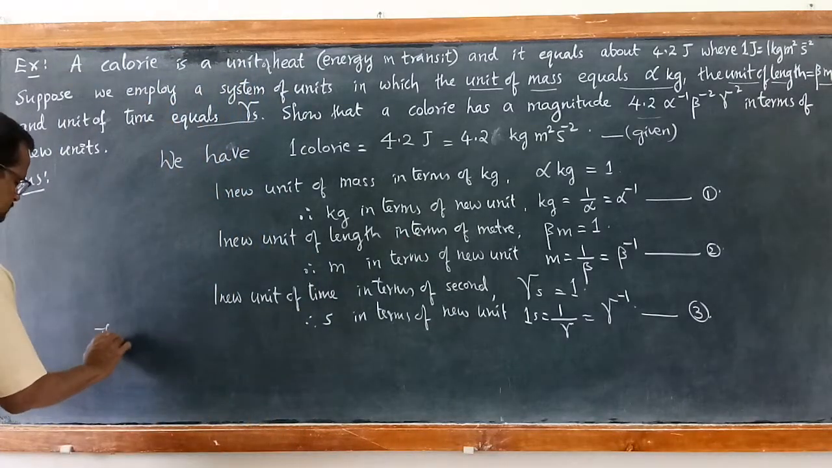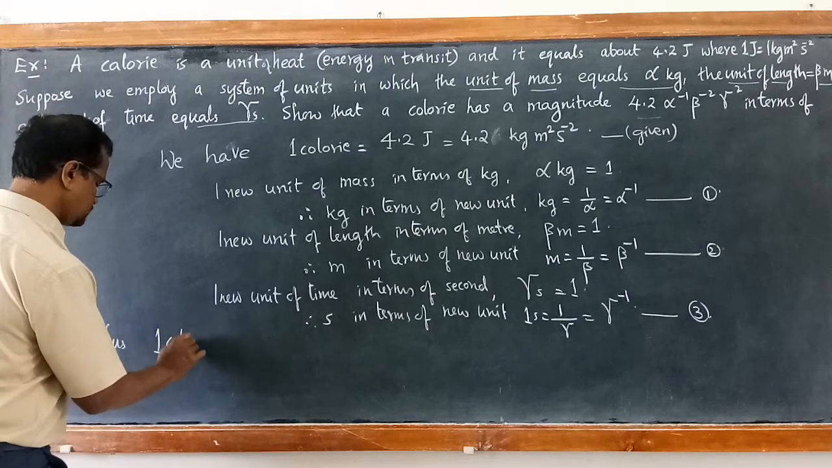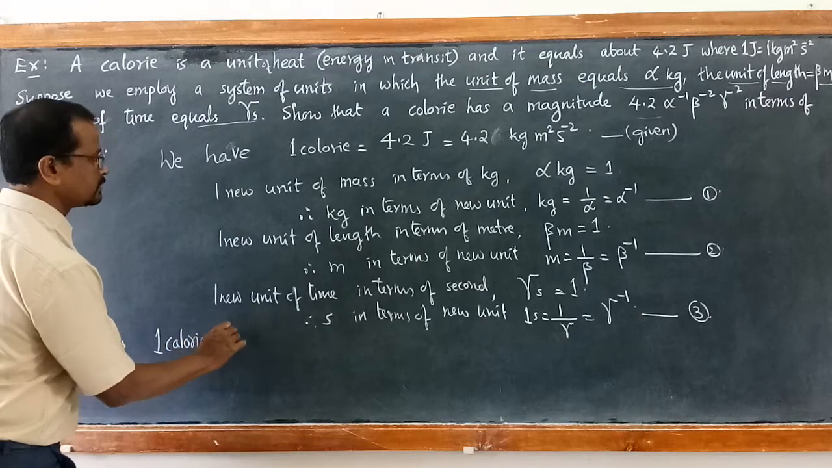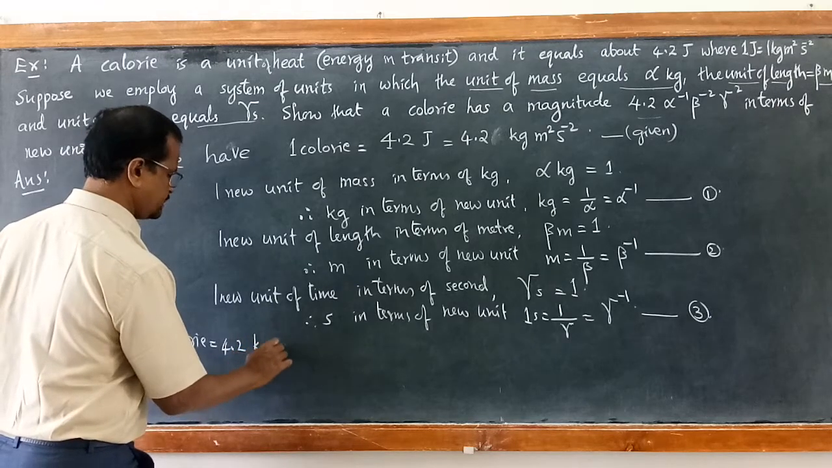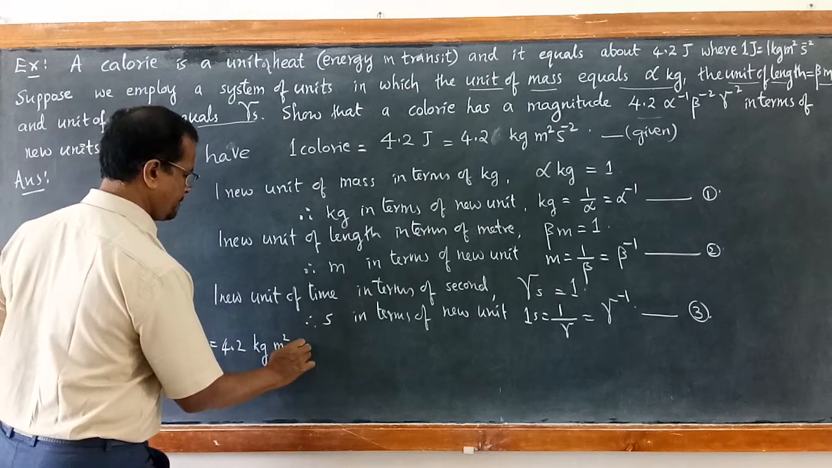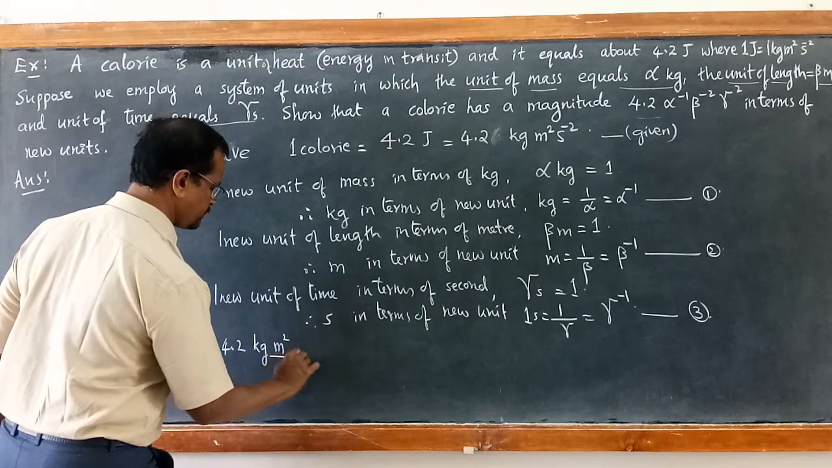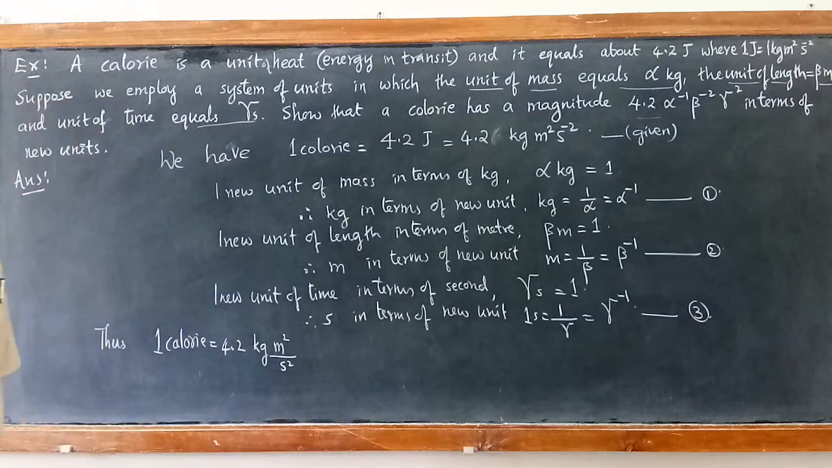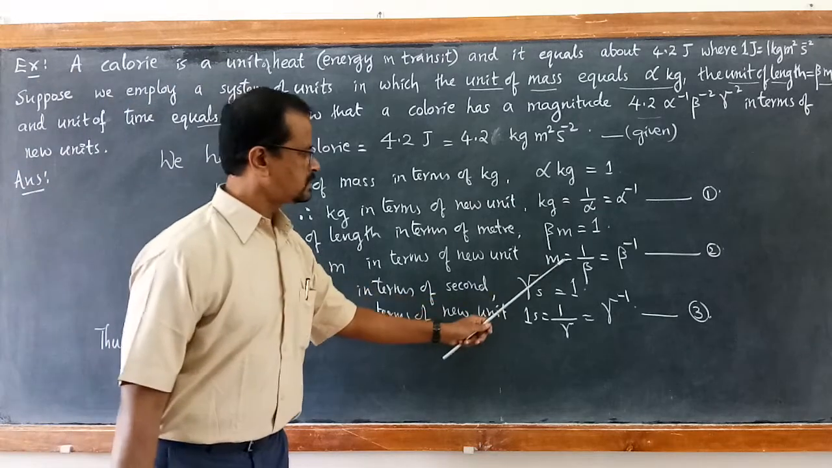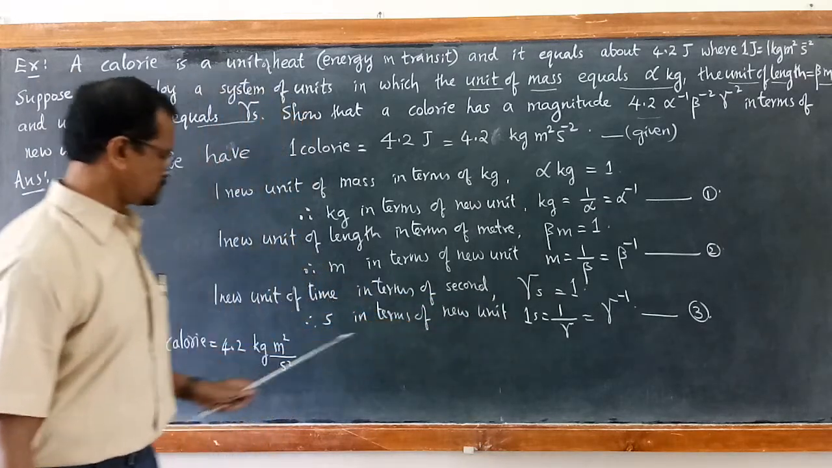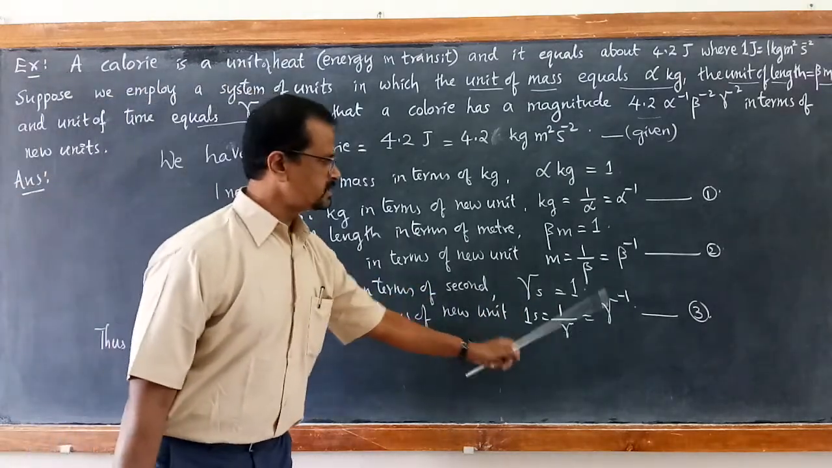Thus, in terms of new unit, 1 calorie now becomes 4.2 kg meter square per second square. You can write kg meter square per second square in this way. Now substitute the value of kg from this. Substitute the value of mass, that is meter, from this. Substitute the value of meter from this second equation. Substitute the value of second from this third equation.